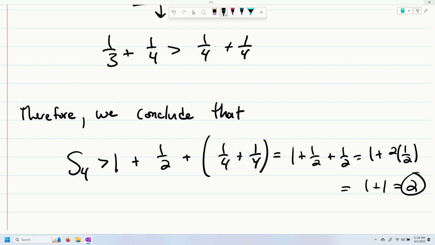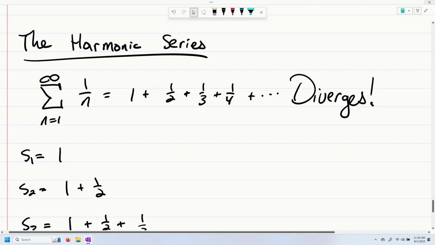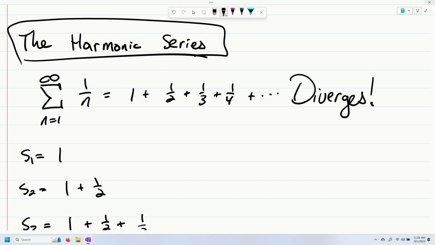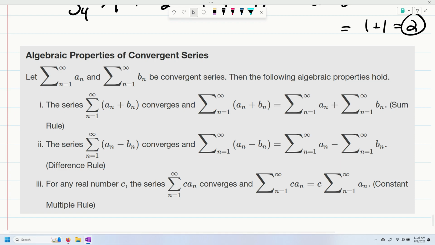So what ends up happening is this is not getting smaller and smaller. It's actually getting larger and larger and larger. All right? So if I asked you to memorize anything, it's know that the harmonic series diverges.